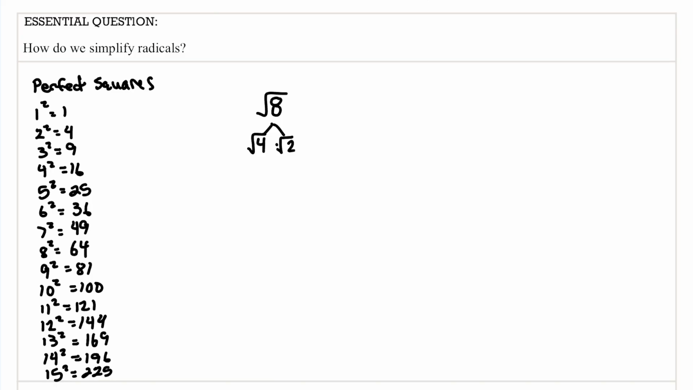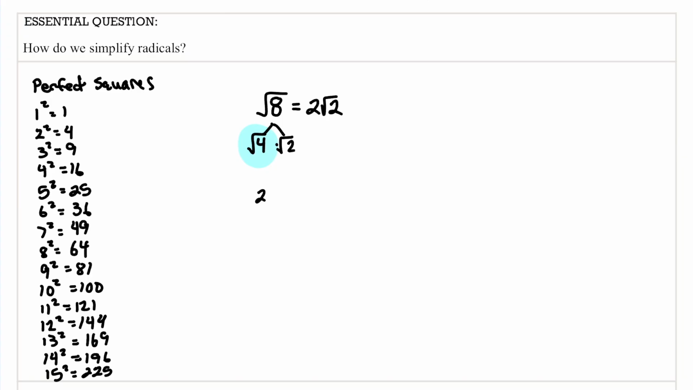Once we know that there is a perfect square factor that divides our radical, we can reduce that because the square root of 4 is 2. That's on our list. We know that the square root here is the base of that exponential part on the left. So then the square root of 8 would simplify to 2, which is the square root of 4, times the square root of 2. So square root of 8 reduces down to 2 radical 2.